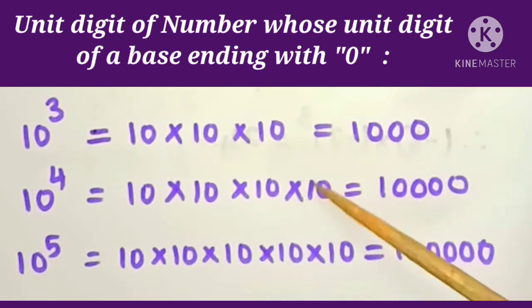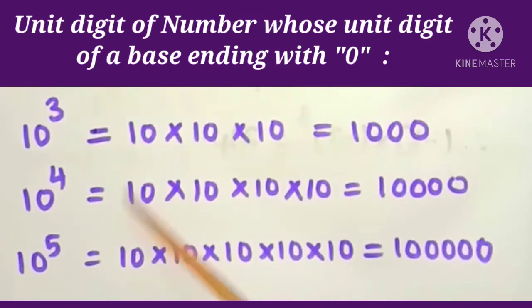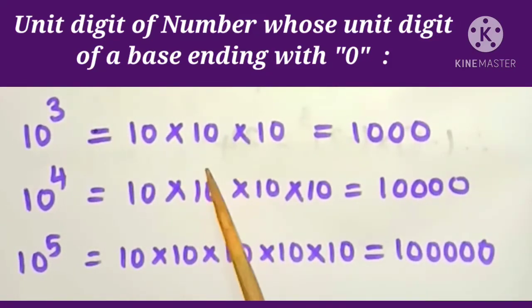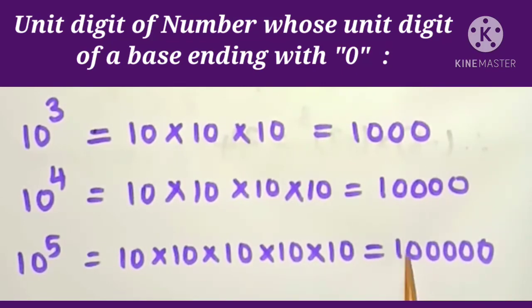Let us see some patterns. Here 10 cube. So let us see the number pattern. 10 cube, which is 10 into 10 into 10, that is 1000. And 10 power 4, what is 10 power 4? The number 10 is multiplied by itself 4 times, which gives 10,000. And 10 to the power 5 gives 1 lakh, isn't it? Now, see the pattern. Multiplying 10 by itself several times, we always get the unit digit as 0.